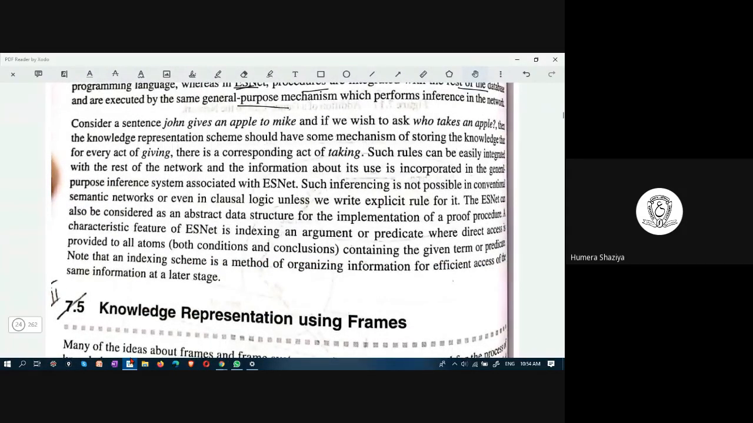The example is John gives an apple to Mike, and if we ask who takes an apple, then the knowledge representation scheme should have some mechanism of storing the knowledge that for every act of giving, there is a corresponding act of taking. Knowledge base is created. Like when you develop a database, you create tables. When you develop an AI system, you develop a knowledge base.